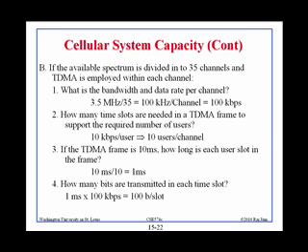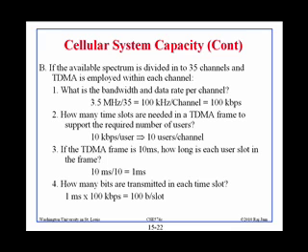All right. Now, if the available spectrum is divided into 35 channels and TDMA is employed within each channel, what is the bandwidth and data rate of each channel? If there are 3.5 megahertz divided into 35 channels, each channel is 100 kilohertz, and the data rate is 100 kilobits. Now, how many slots are needed for the number of users? If you have 100 kilobits in each channel and you need 10 kilobits per user, then you can put only 10 users per channel, right? So you need 10 slots.